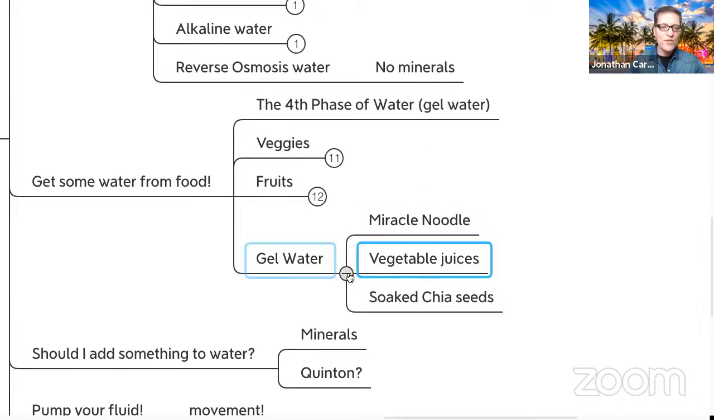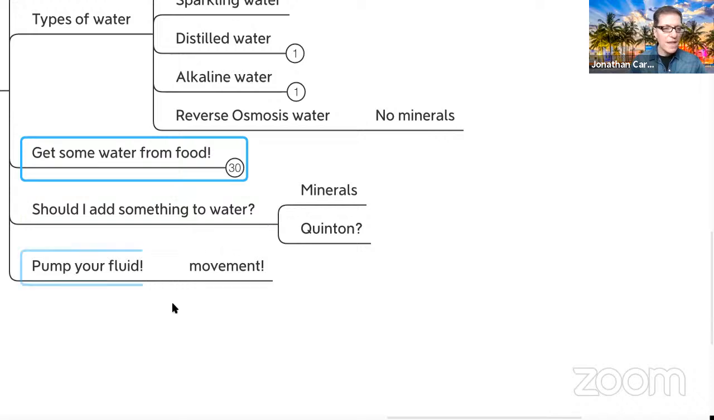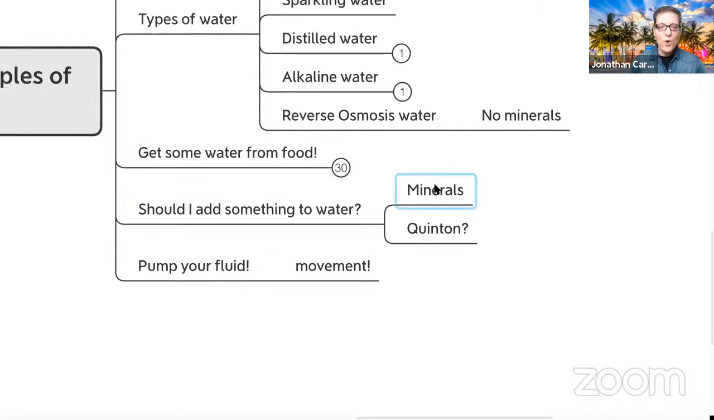And of course, vegetable juices. Okay, so should you add something to your water? We spoke about that. Yes, probably minerals. If you're doing distilled water or reverse osmosis water, you're going to want to add a pinch of Himalayan salt or Celtic sea salt.